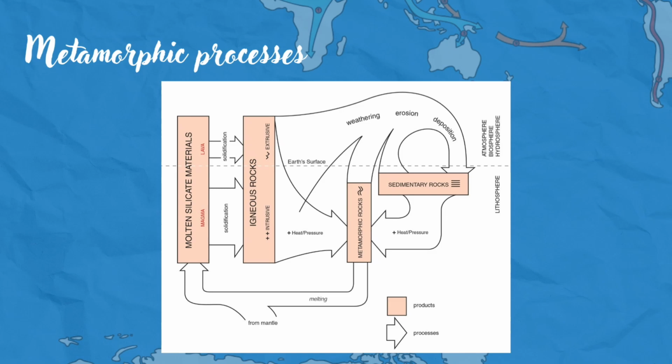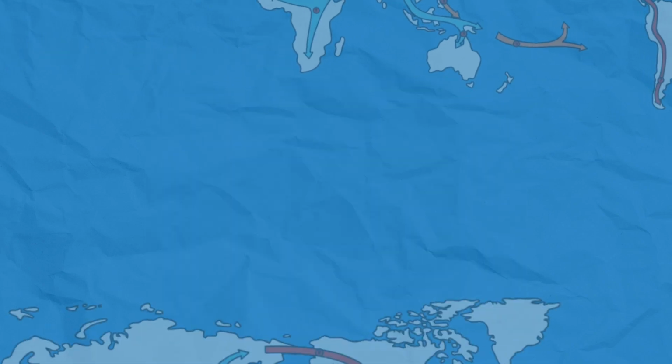Metamorphic processes are especially common near mountain building zones where tectonic forces push rocks deep into the crust, making this a key contributor to Earth's dynamic rock and mineral cycle.